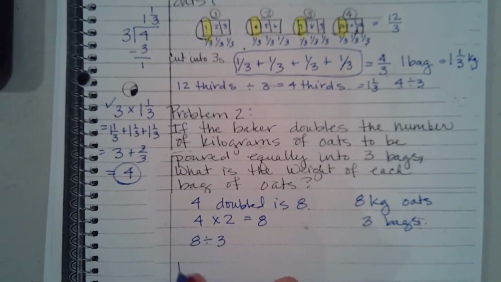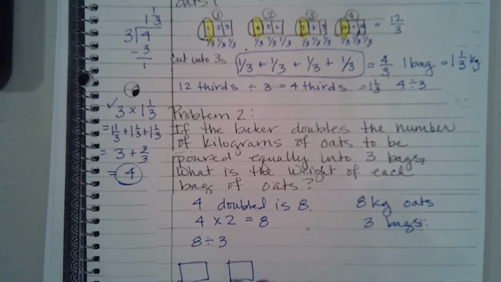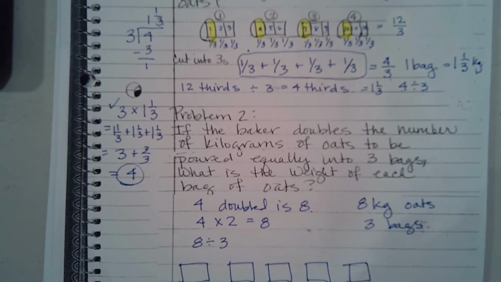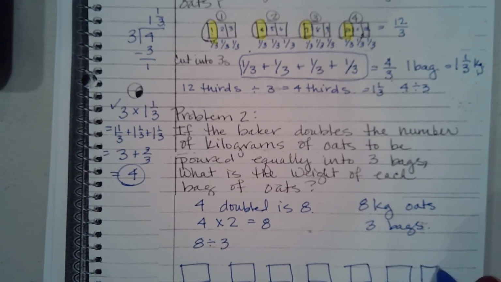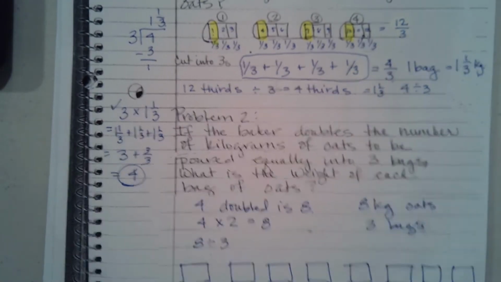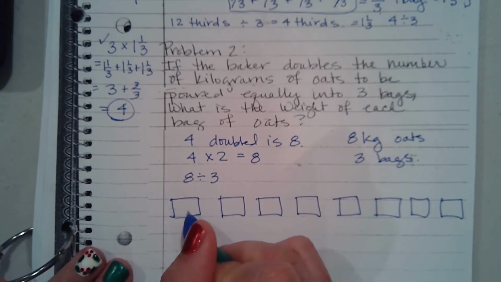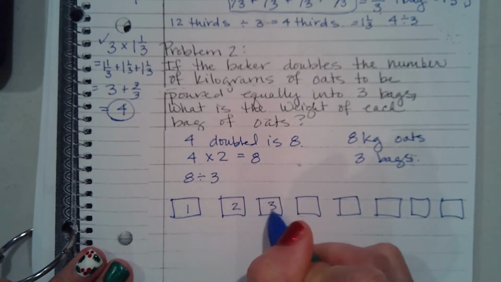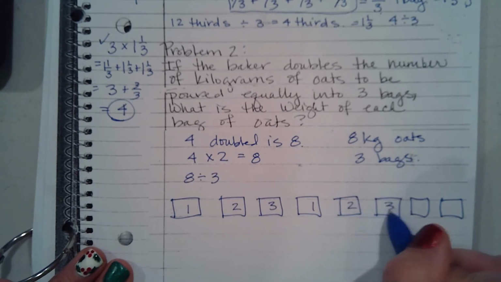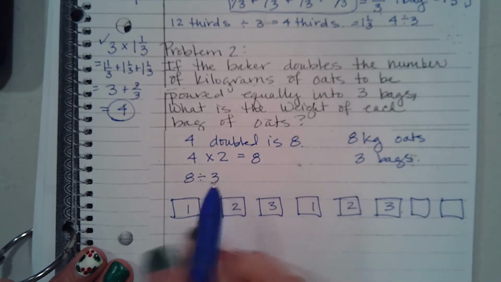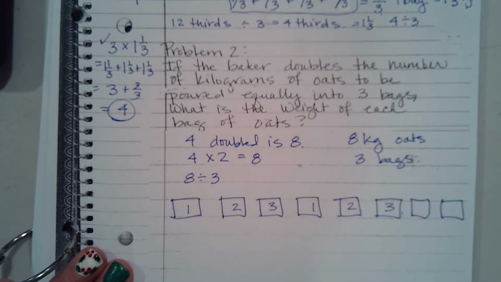Let's draw it out. Here's 1, 2, 3, 4, 5, 6, 7, 8. So we have 8, right? So into 3 bags. So probably the easiest way, we could go 1, 2, 3, 1, 2, 3. Right? Here are 3 bags. So we just passed it out or distributed it, right?